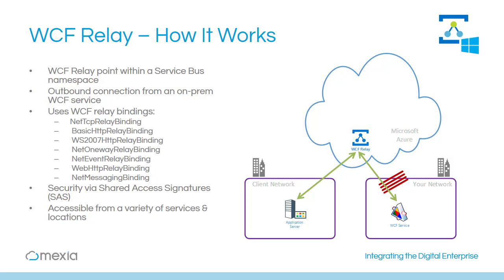Security for WCF Relay was originally ACS, which is Access Control Services, but now it supports shared access signatures, which is a much more standard way of doing security now. I believe ACS is still supported, though. The great thing about WCF Relay is that it can be consumed by a number of different services and technologies.